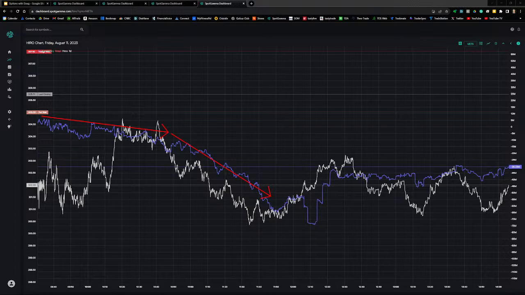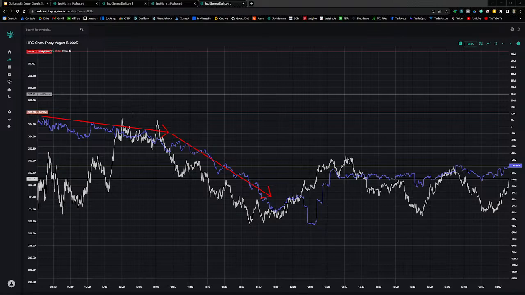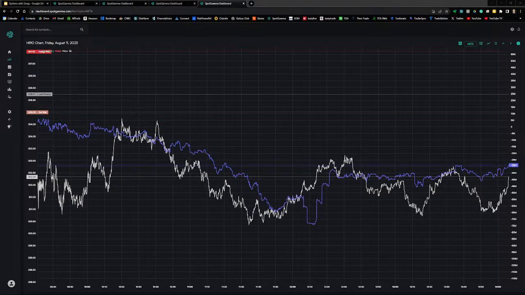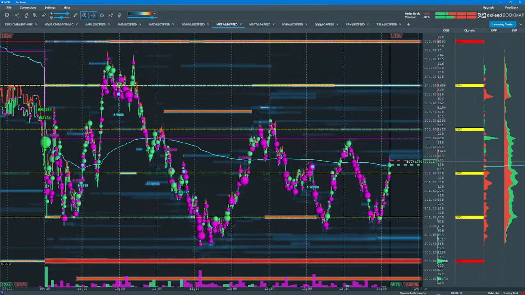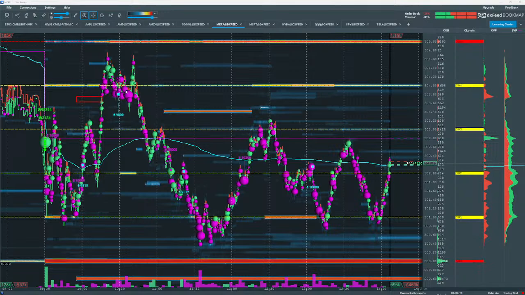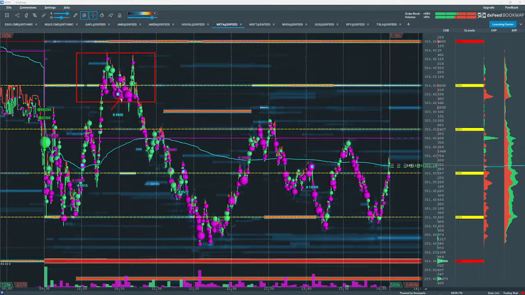Let's go take a look at Bookmap. So that reversal was right around 10:40, just the same as the S&P 500 and NASDAQ. So here's the reversal lower in Meta, and you can see all of the aggressive sellers here in the low end of this range, right around 304, up and down around 304. So nice short setup, divergent short for Meta.